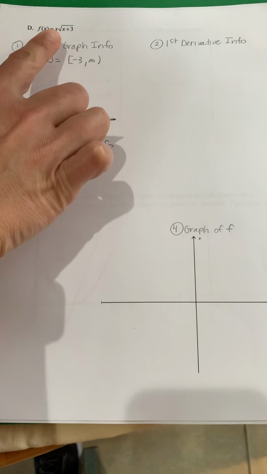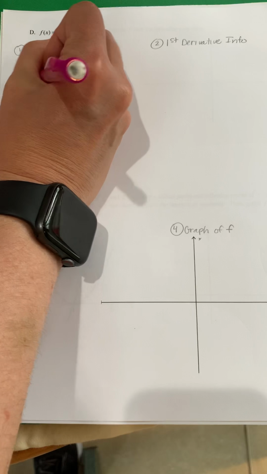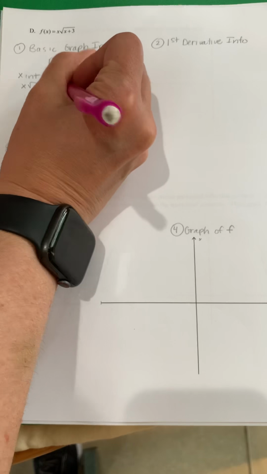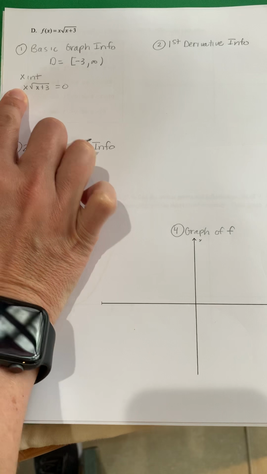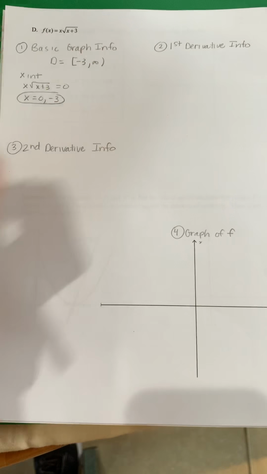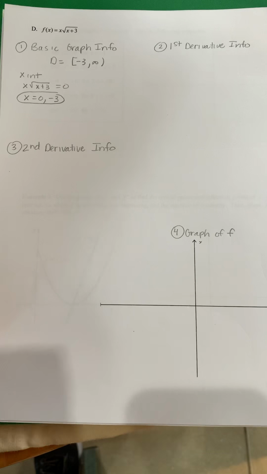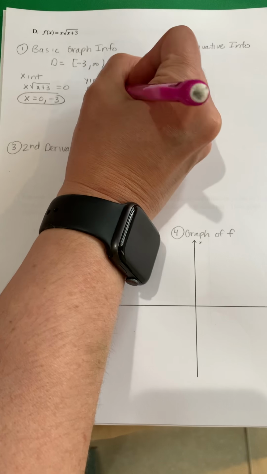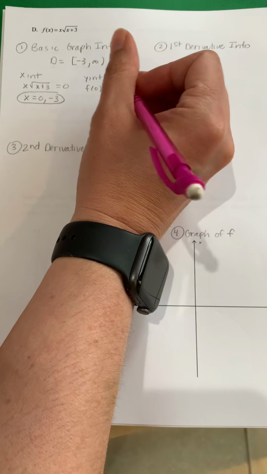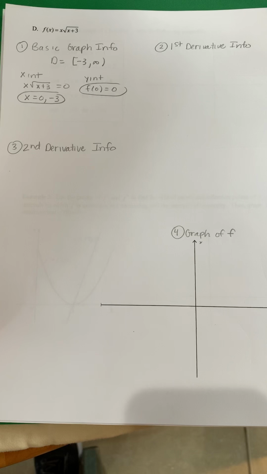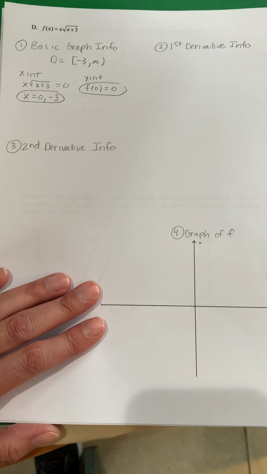Next up, we can look at the x-intercepts. For the x-intercepts, we would set our function equal to 0. When we do that, we're going to get two answers, x equals 0 and -3. So those are going to be our two x-intercepts. For our y-intercept, we would plug in 0. So f of 0 will be 0. So we will get that as our y-intercept, which isn't a surprise because of our x-intercept. And that's really all we need as far as the basic graph info goes.